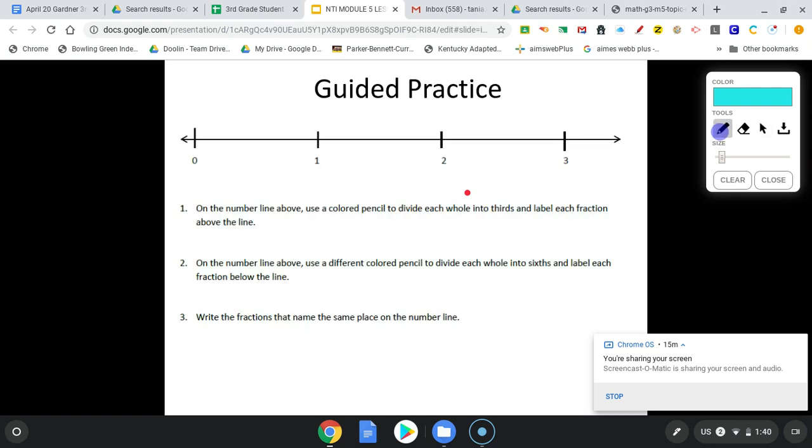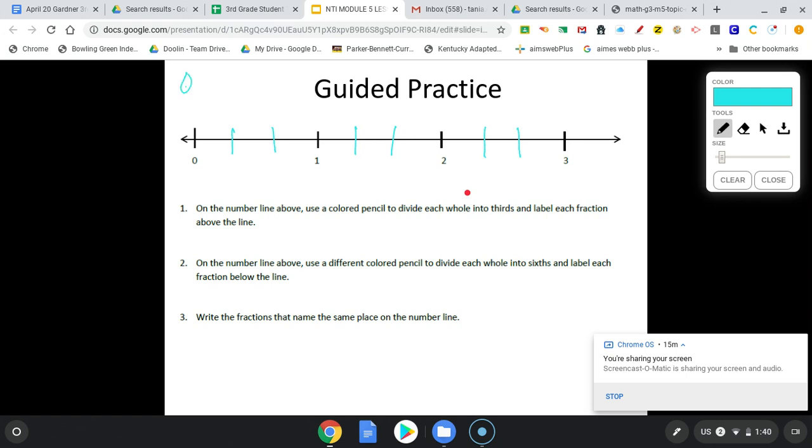Now, let's do a little guided practice. On the number line above, use a colored pencil to divide each whole into thirds and label each fraction above the line. So draw your number line, 0 to 3, and let's partition each into thirds. So 1, 2, 3 parts, 1, 2, 3 parts, 1, 2, 3 parts. So we have thirds, and we're going to write the fraction.